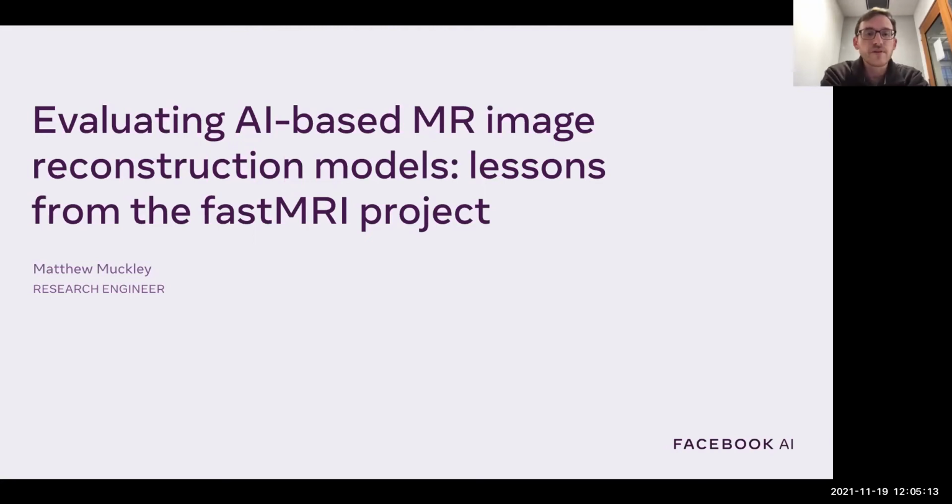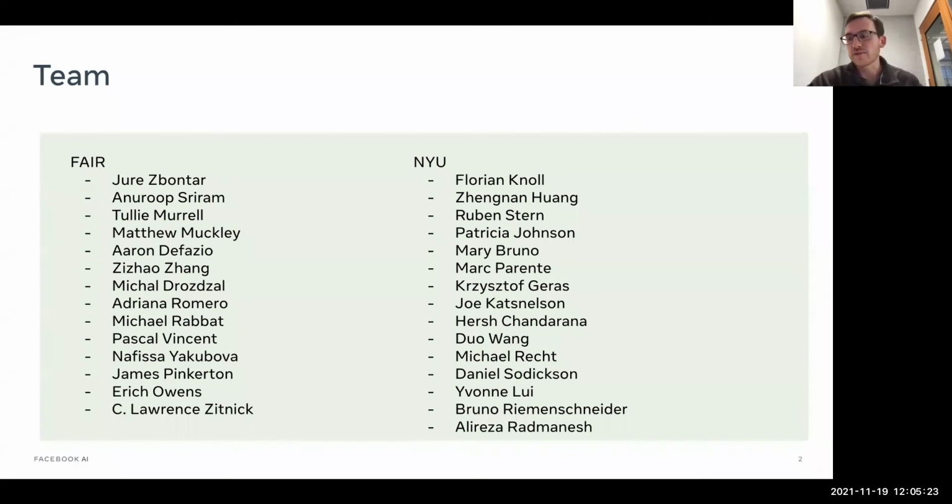Yeah, so the topic of my presentation is evaluating AI-based MR image reconstruction models and some lessons we got from the fastMRI project. So first of all, I want to highlight that the fastMRI project is a collaboration between Facebook AI Research and the NYU School of Medicine. There have been a lot of people that have worked on this project. I'm just listing about 30 here, but there are more than I can list on this one slide. And so I'm presenting a lot of this team's work on behalf of them. I just want to highlight all the efforts of this team over the last few years.